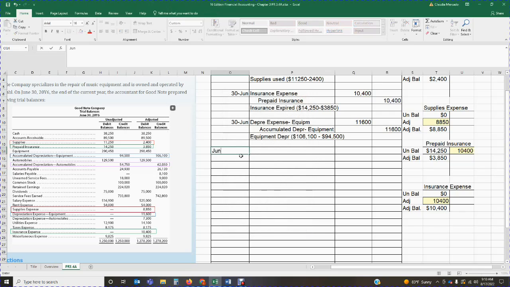This is happening on June the 30th. We have accumulated depreciation that we need to credit, so let's put it on the credit side. This is for automobiles, a credit of $7,300.